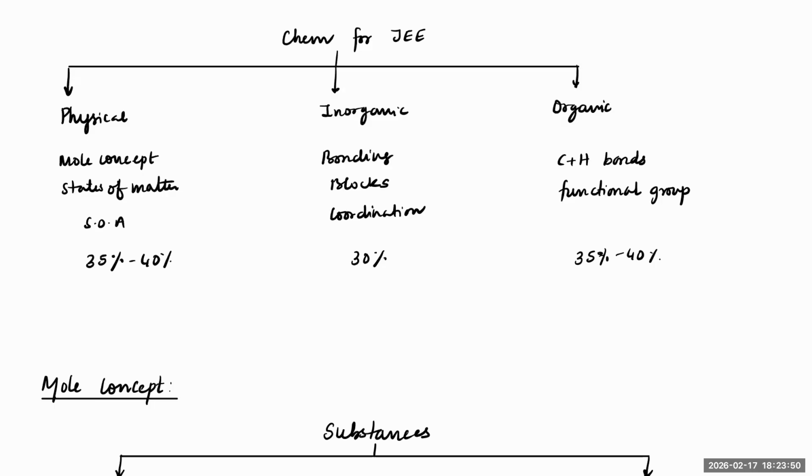Right, let's see. Generally, when it comes to chemistry for JEE or, for that matter, NEET also, you will see we will have physical, inorganic, and organic topics. Chapters like mole concept, states of matter, structure of atom, equilibrium, thermodynamics, that all will come around 35 to 40%. Inorganic, which is bonding, blocks, coordination, these are the terms which will come around another 30% in JEE or NEET. Organic, which includes carbon, hydrogen bonds, functional groups, etc., that would be around 35 to 40%. This is the broad idea you should have.